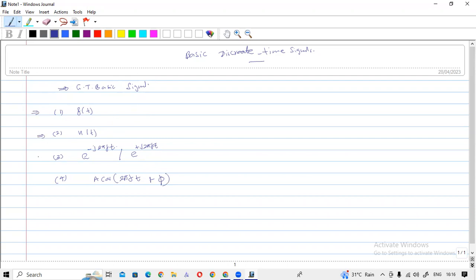I think you can remember. These are continuous time signals. This is the unit impulse signal. This is the unit step signal. This is the complex exponential signal. This is the sinusoidal signal.